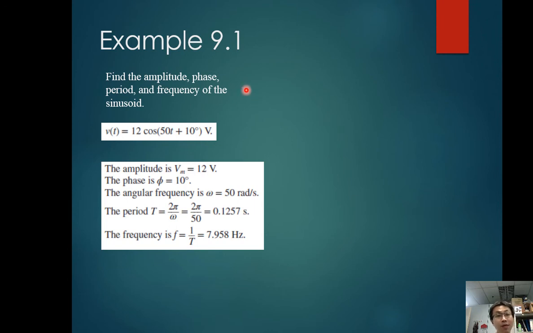For example, let's find the amplitude, phase, period, and frequency of the sinusoid. We have v(t) equals 12 cos(50t plus 10 degrees) volts. The amplitude Vm is 12 volts. This is the peak value. The phase is 10 degrees. The angular frequency omega is 50 radians per second. The period T equals 2 pi over omega, which is 2 pi over 50, giving 0.1257 seconds. The frequency is 1 over T, which is 7.958 hertz.